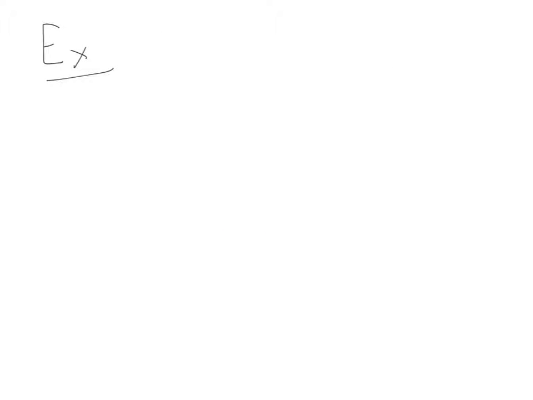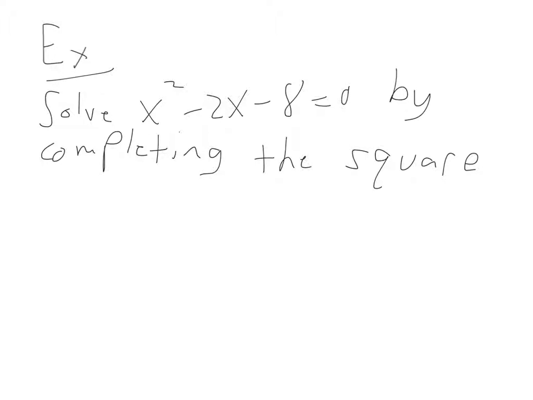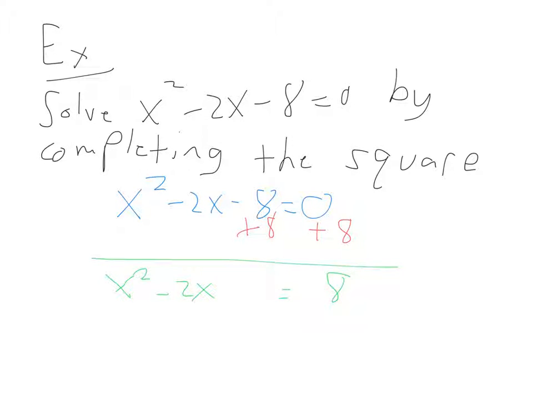Alright, now I'm going to show you the process of completing the square by doing an example, because I think that will be the easiest way for you to understand. For instance, if I tell you to solve x squared minus 2x minus 8 equals 0 by completing the square, the first thing you would need to do is make sure you have your x terms on one side and your constants on the other. Since we have a minus 8 on the left hand side with our x terms, we would need to add 8 to both sides. So that would give us x squared minus 2x equals 8.